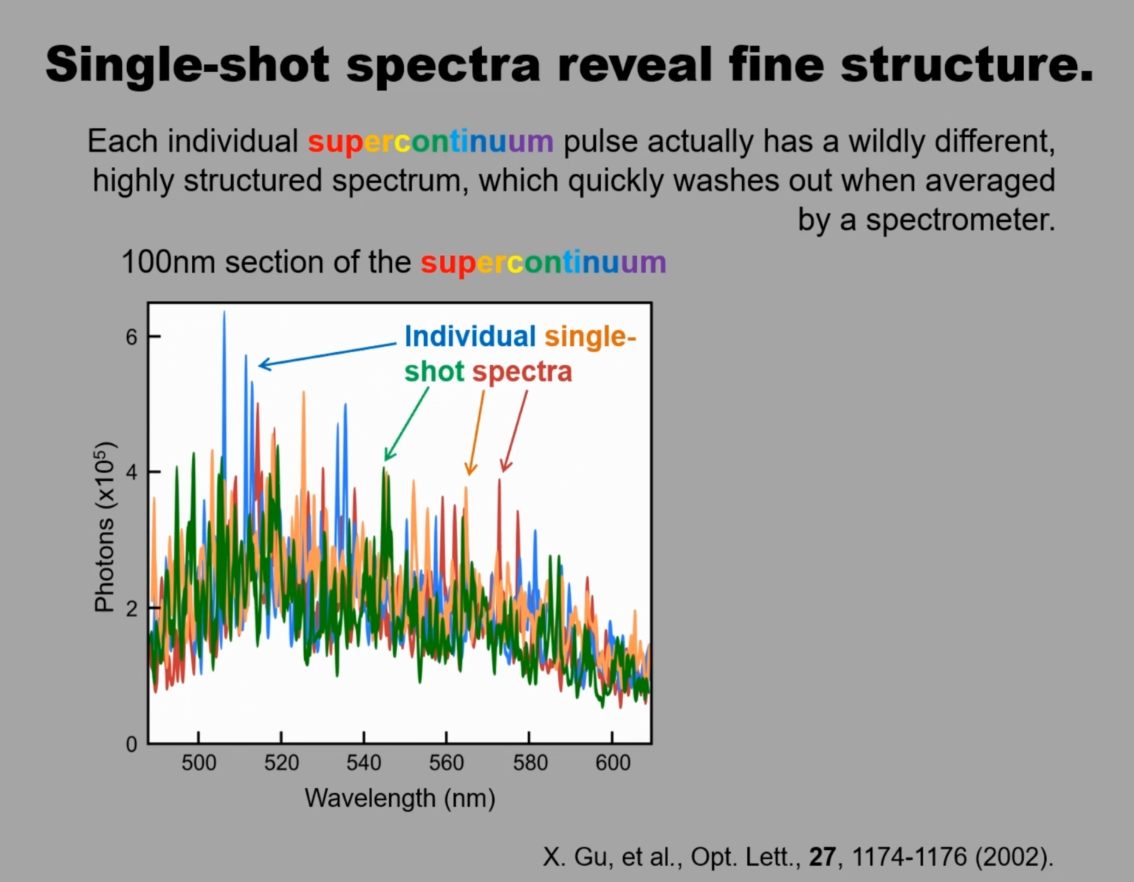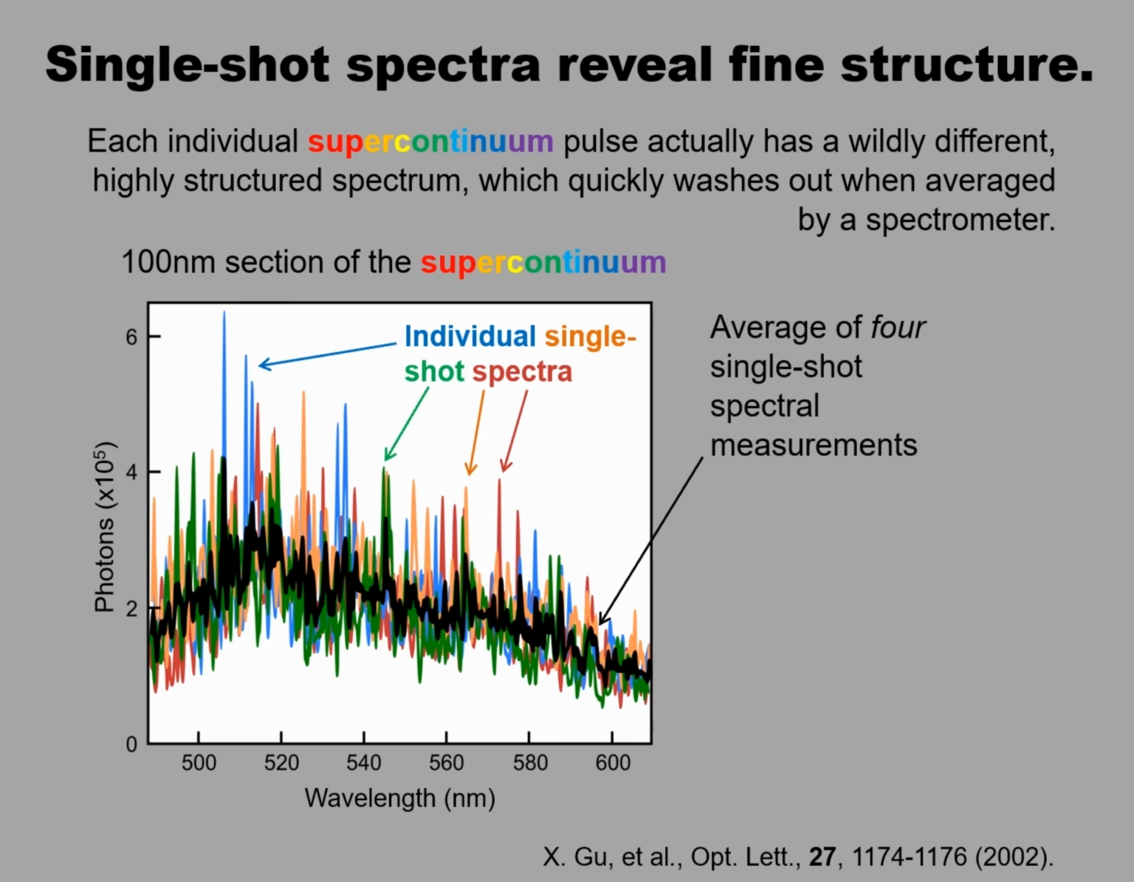Of course, you all know what's happening here. Such discrepancies between the measured and retrieved traces can only mean that the supercontinuum pulse train is highly unstable. We can check this by measuring actual single-shot spectra using a simple spectrometer, which nicely reveal the instability and the fine structure in each individual pulse spectrum. In black is the average of 4 measurements, which shows how quickly the structure averages out in spectrometer-measured spectra.